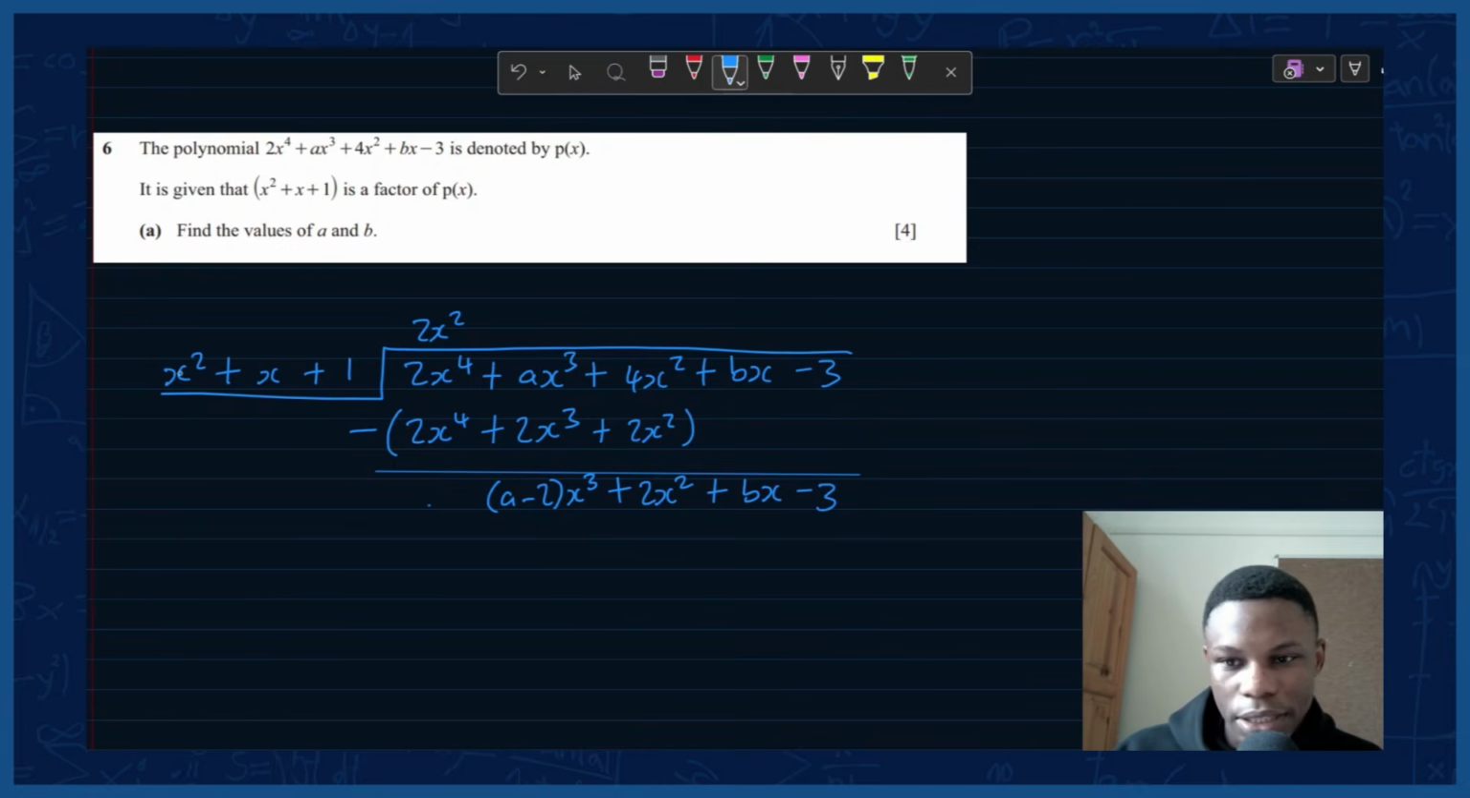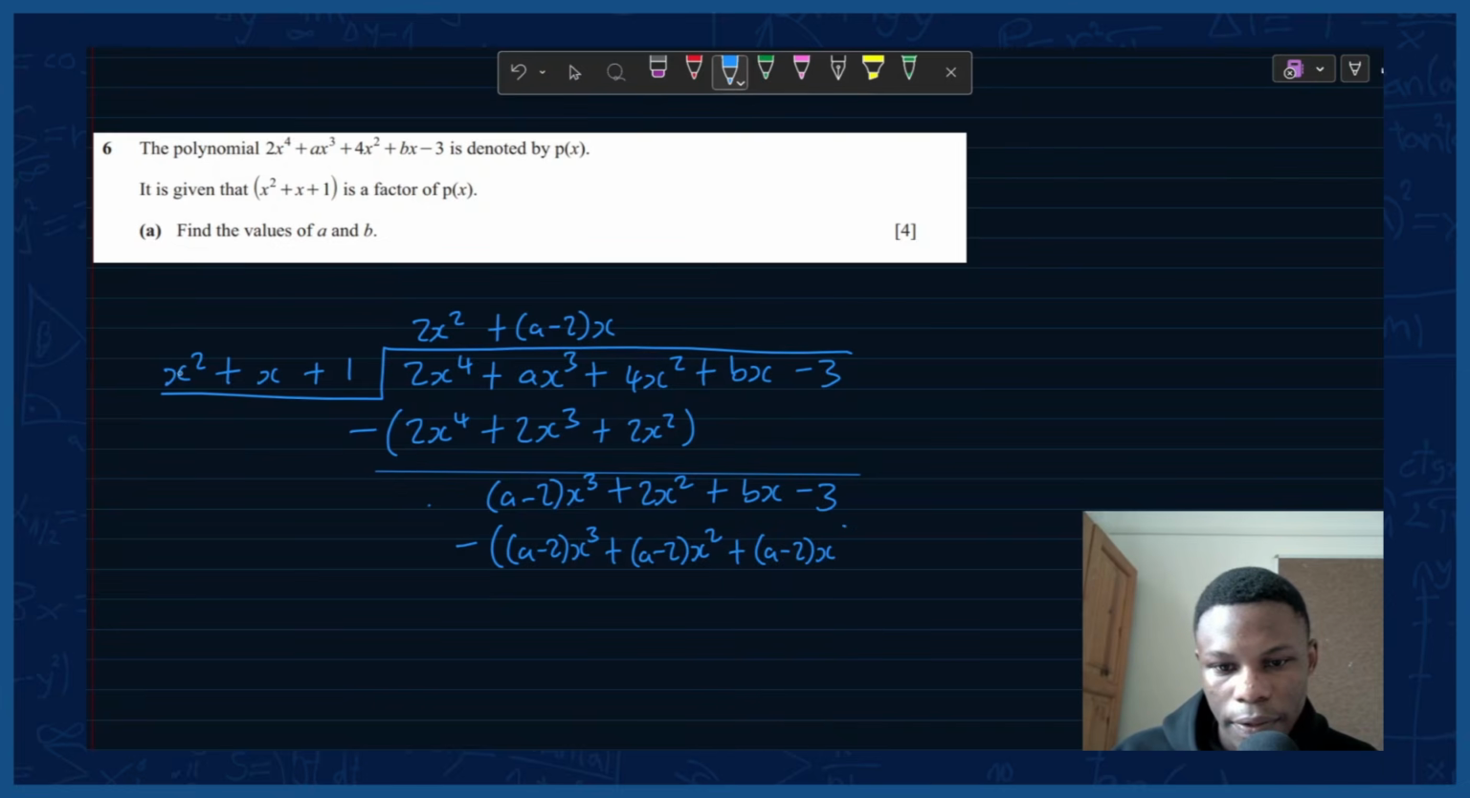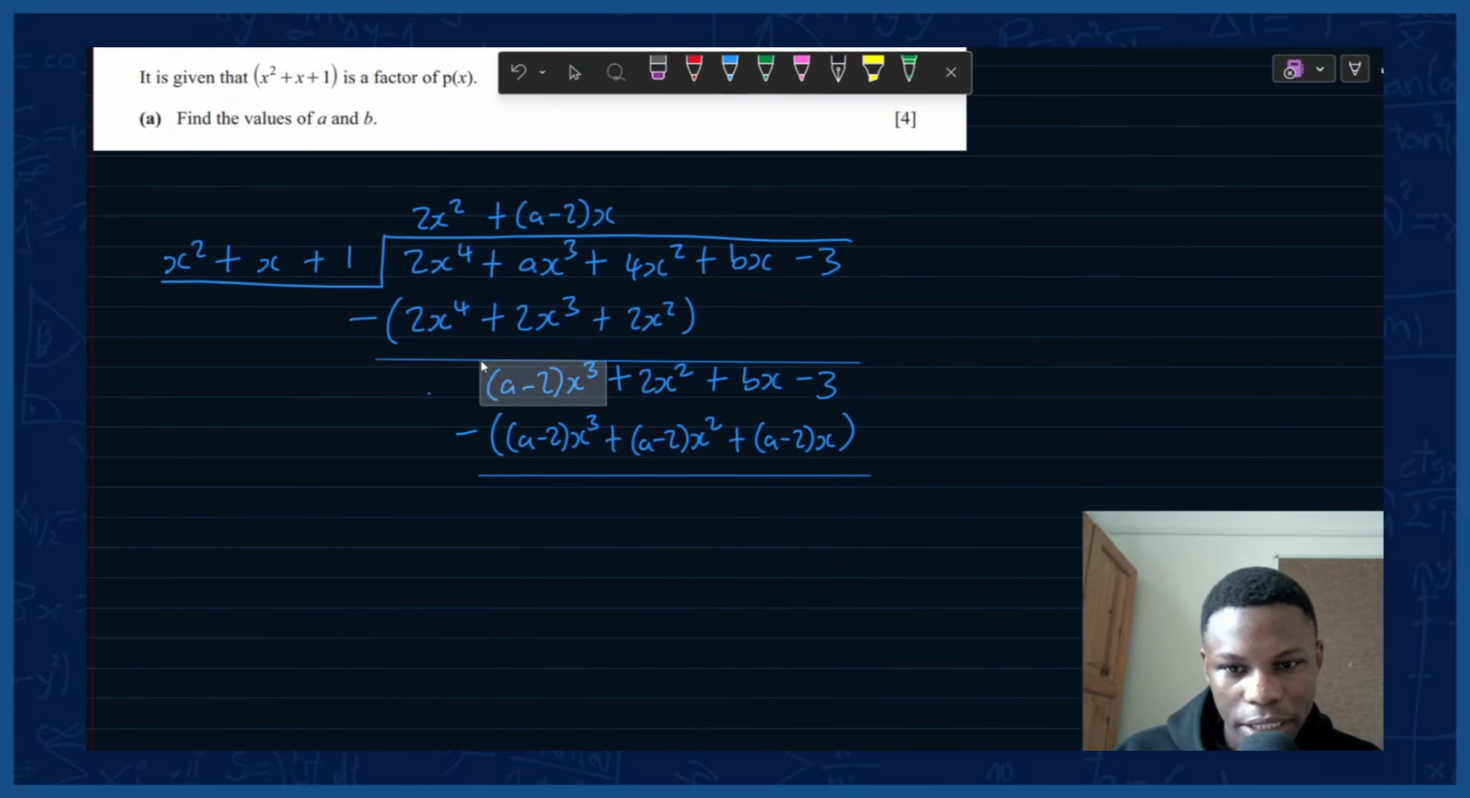And we go again. a minus 2 x cubed divided by x squared gives me a minus 2 x. Now multiply this by the divisor. a minus 2 x times x squared is a minus 2 x cubed, a minus 2 x times x is a minus 2 x squared, and a minus 2 x times 1 is a minus 2 x. And we subtract. So a minus 2 x cubed cancels out.